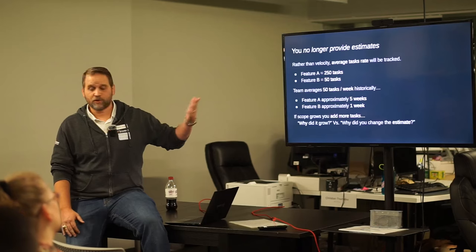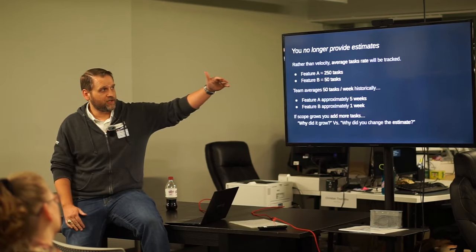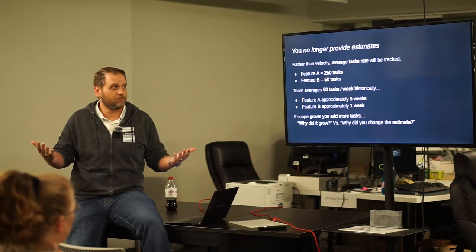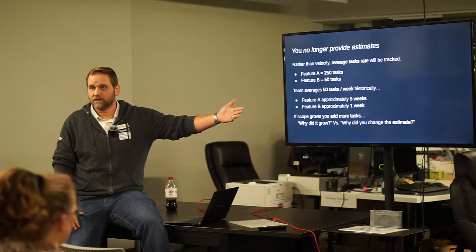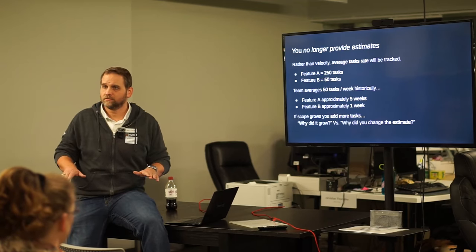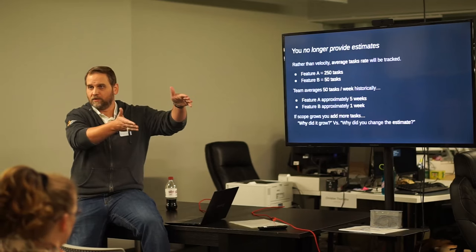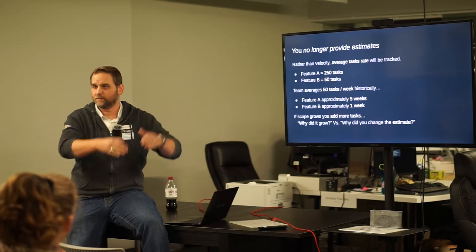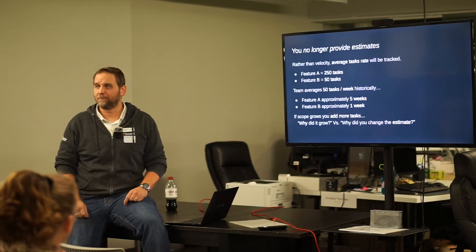And essentially, instead of tracking velocity, you track average task rate. And so if feature A is 250 tasks, feature B is 50 tasks, and the team typically completes about 50 tasks a week historically, one of them is going to take about 5 weeks, one of them is going to take about one. No one ever has to ask you for an estimate for that, ever. Ever. They can sit down and look at the rate, they can look at the feature and go, this is what it's going to take.